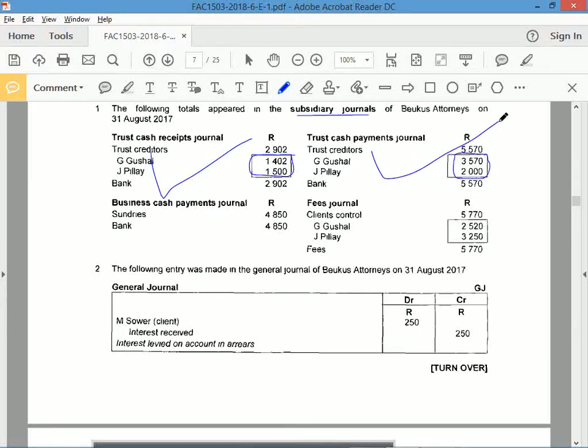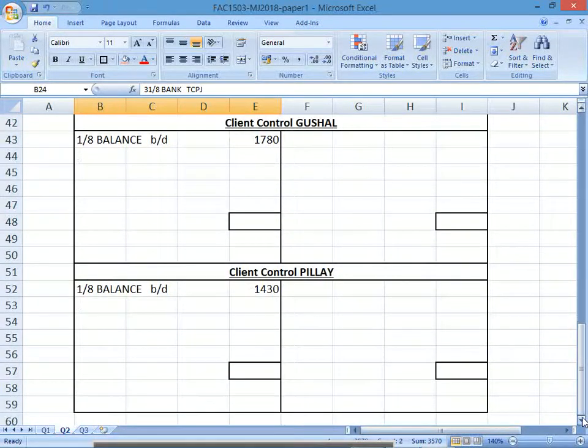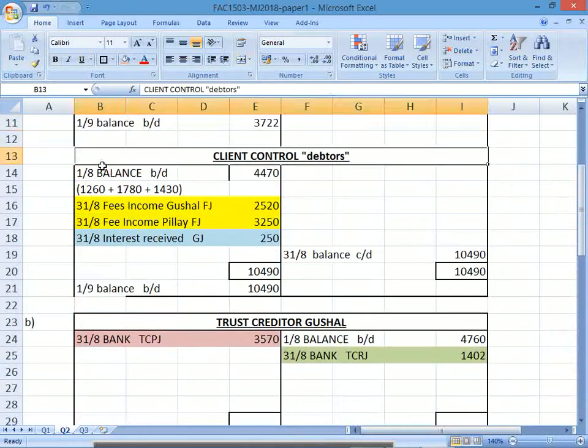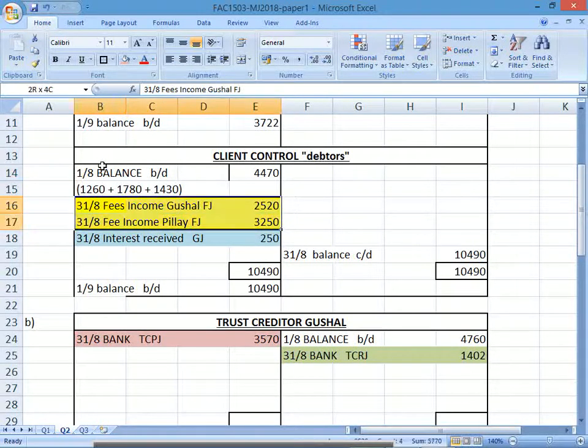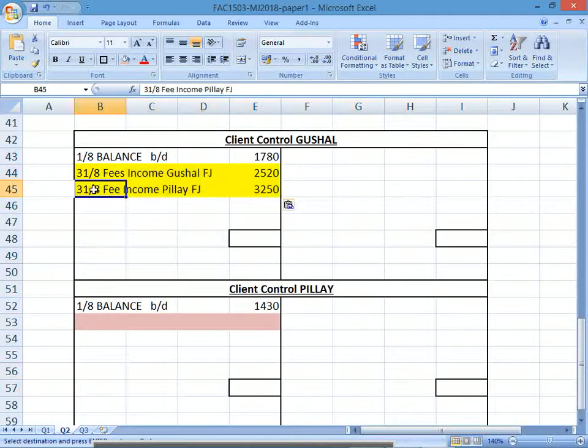Okay, business cash payments, don't need. Fees journal, do need client control. Those two amounts are going to affect the individual debtors. Okay, so let's get those marks here at the bottom. Okay, you're charging them a fee. It's going to be a copy paste. Let's go up. Where's my fees journal? There we go. Copy this. Copy that. G and P. Okay, so G must get this. P must get that.